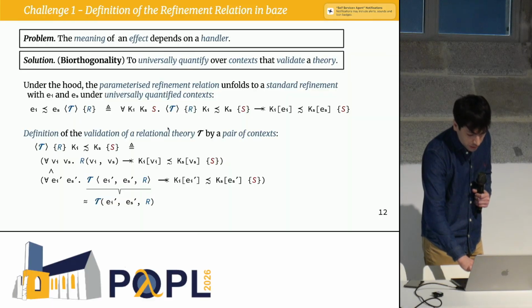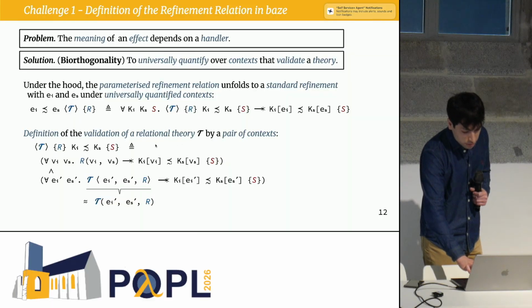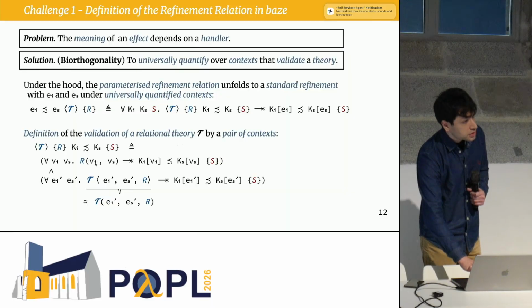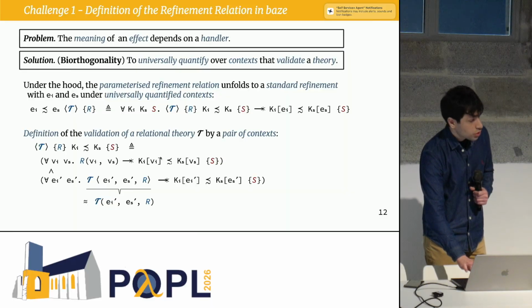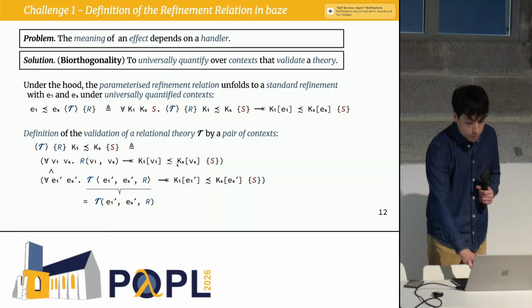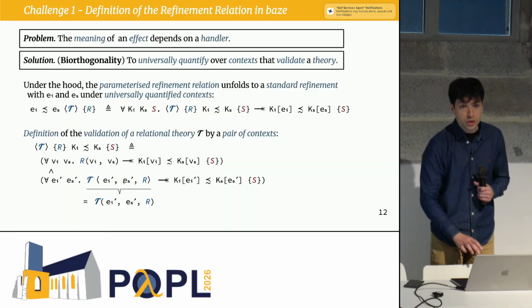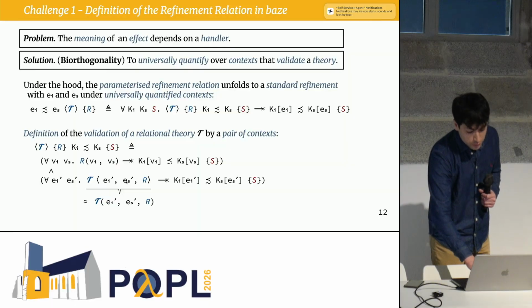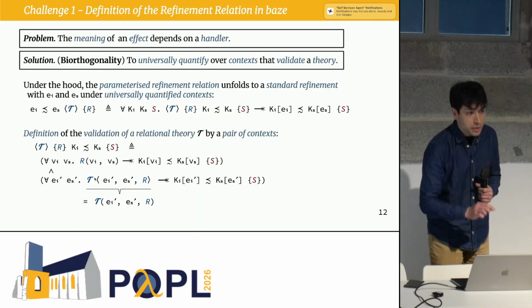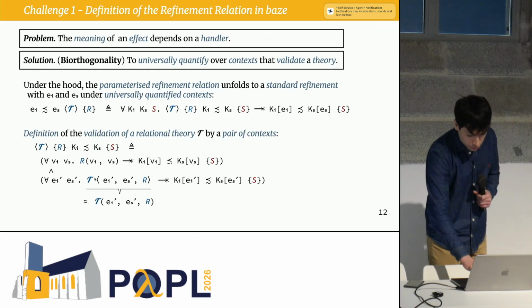And what it means to validate the relational theory is that if we plug related values into these contexts, we obtain related programs, and if we plug related expressions admitted by the theory, we also obtain related programs.